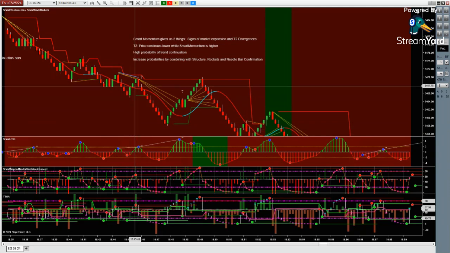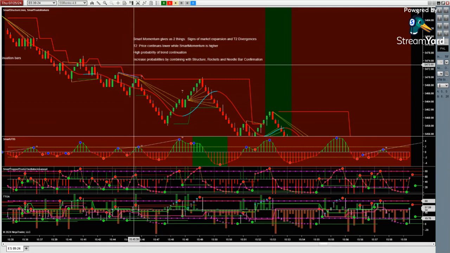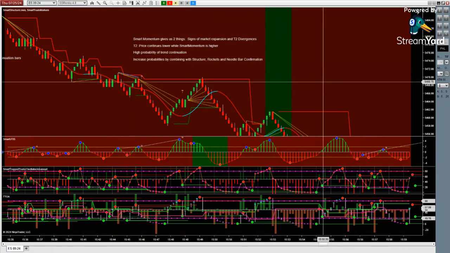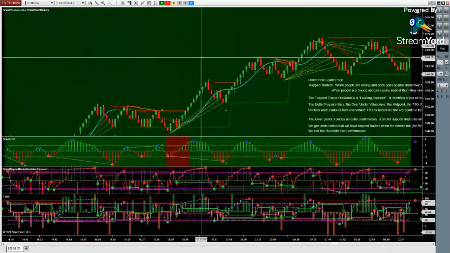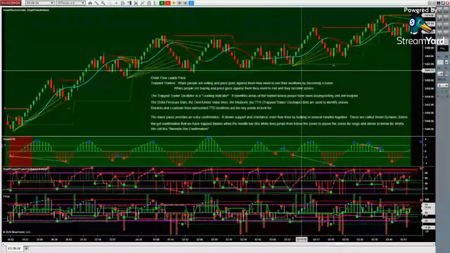High probability of trend continuation, and we use this to increase probabilities by combining it with structure and some other terms that I'll use in the next section called rockets and then needle bar confirmation, okay? So that's how we use the momentum indicator. Two things: market expansion and T2 divergences. I'll now kind of scroll forward a little bit farther, and I wanted to find this area here.